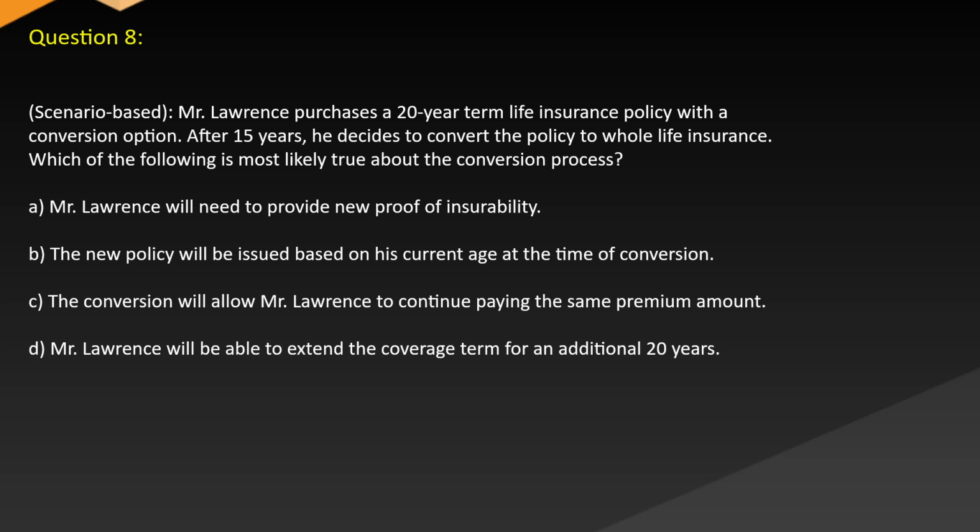Question 8, scenario-based. Mr. Lawrence purchases a 20-year term life insurance policy with a conversion option. After 15 years, he decides to convert the policy to whole life insurance. Which of the following is most likely true about the conversion process? A. Mr. Lawrence will need to provide new proof of insurability. B. The new policy will be issued based on his current age at the time of conversion. C. The conversion will allow Mr. Lawrence to continue paying the same premium amount. D. Mr. Lawrence will be able to extend the coverage term for an additional 20 years.